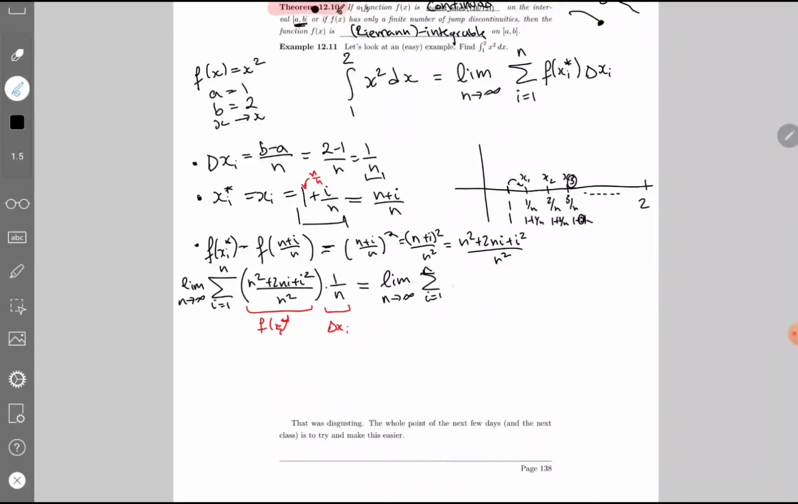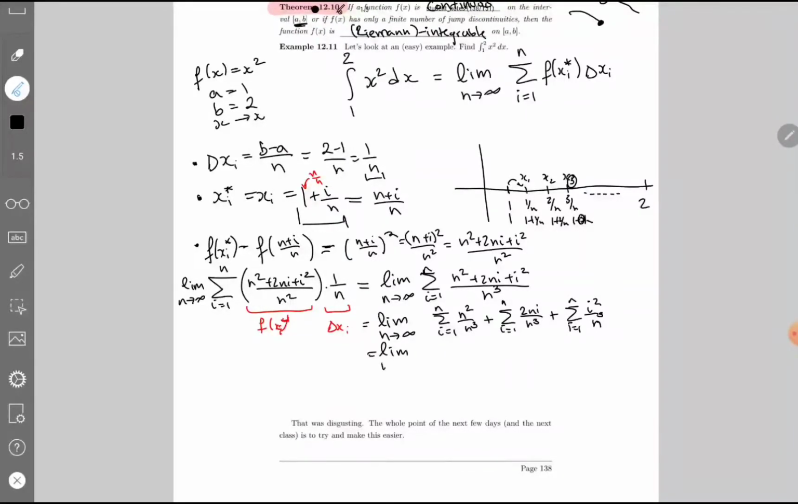And so what we have is the following. Here I'll break this down a little. We get n squared plus 2ni plus i squared over n cubed. I can break this down into little chunks: n squared over n cubed plus 2ni over n cubed plus i squared over n cubed. Am I missing an n? No, that's okay, n cubed. So here we have the sum from i equals 1 to n.